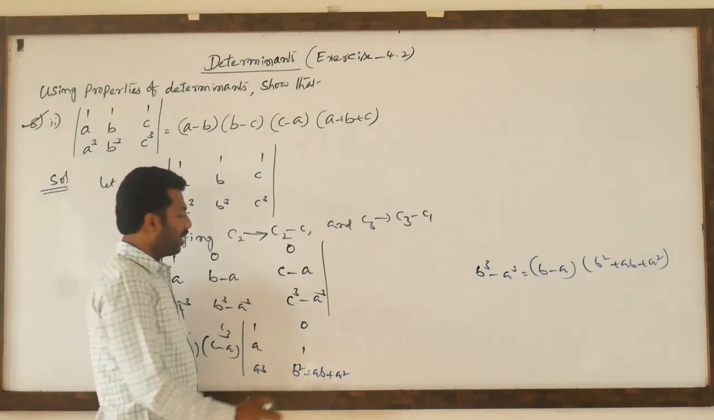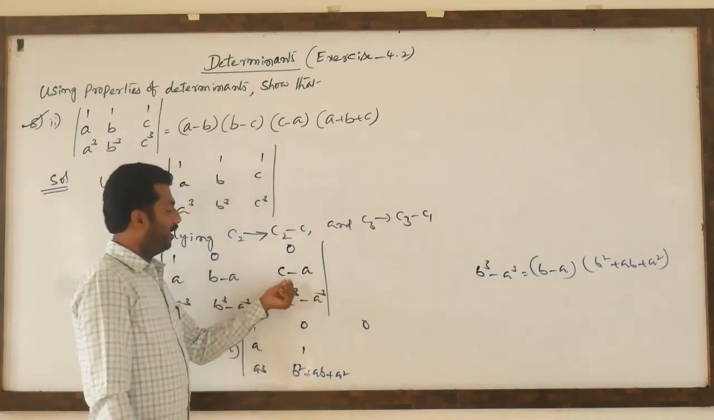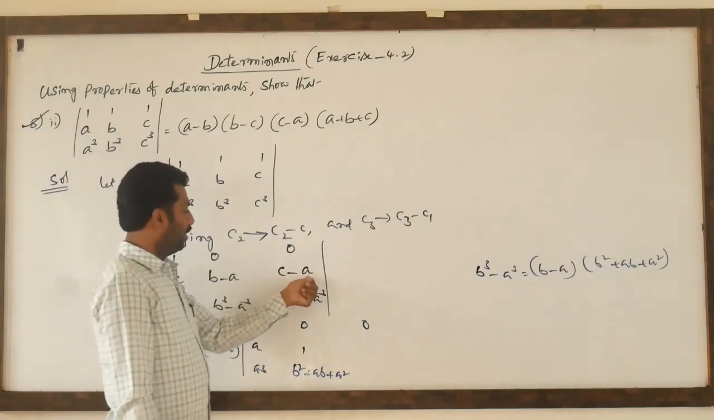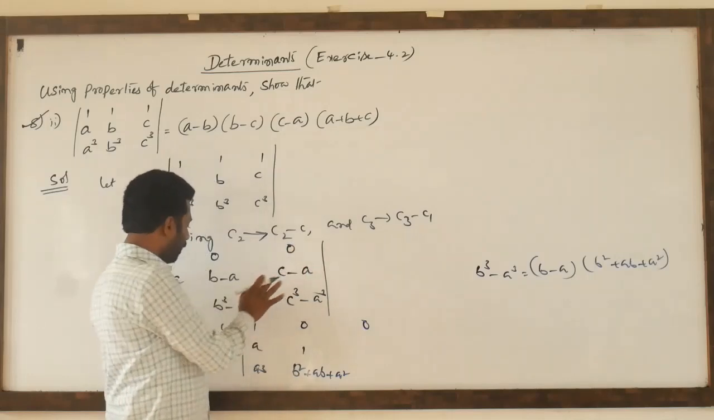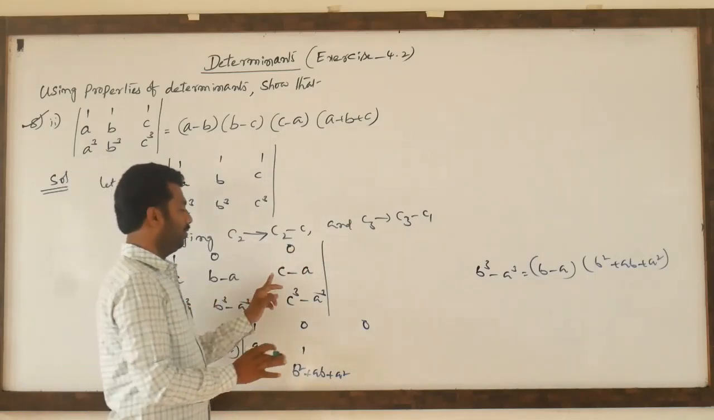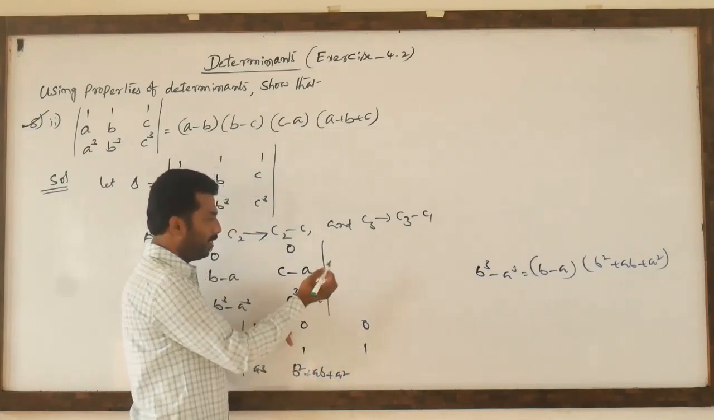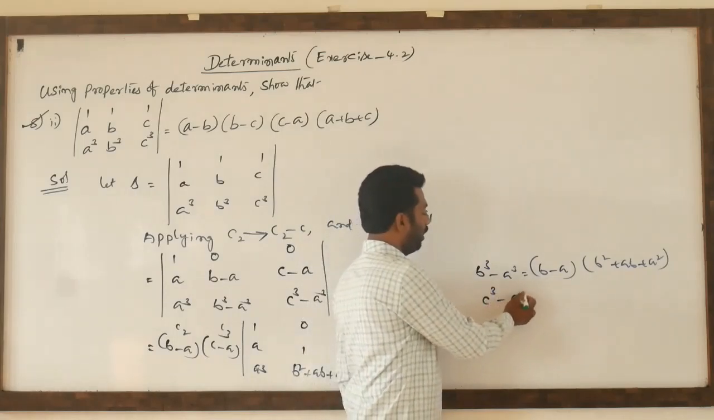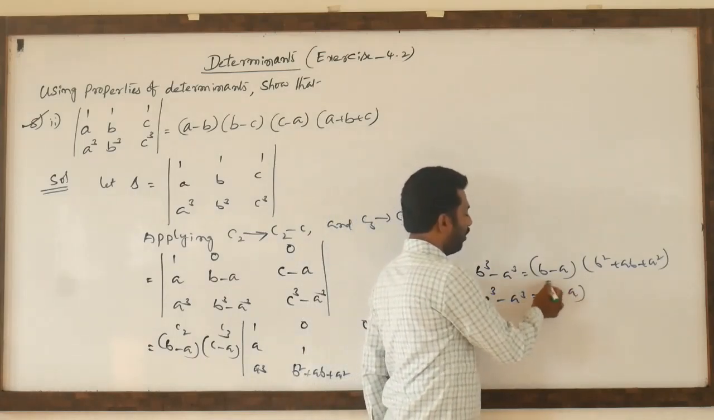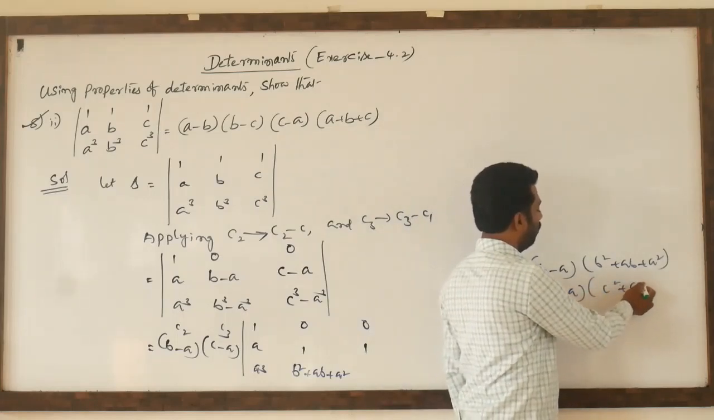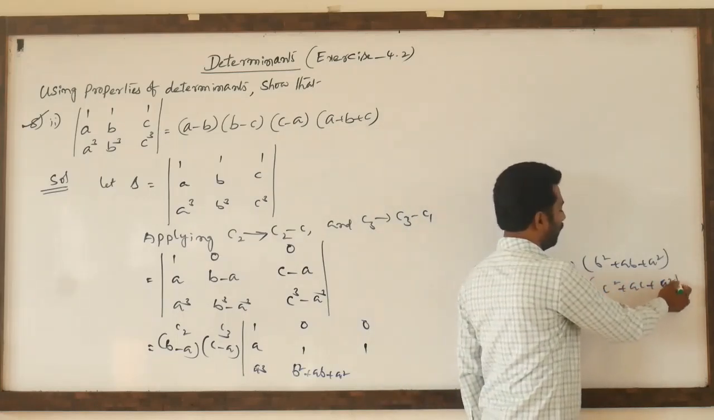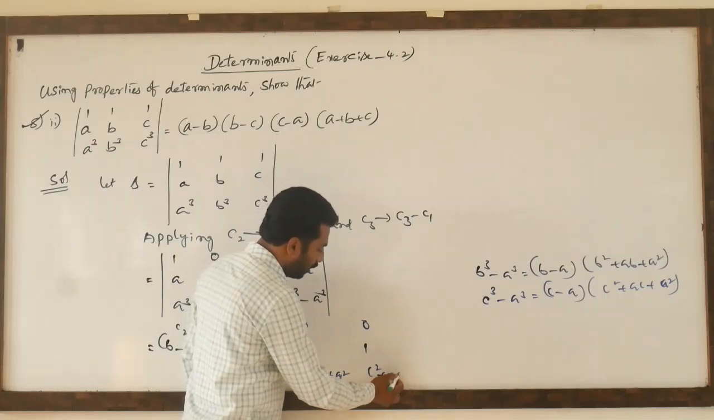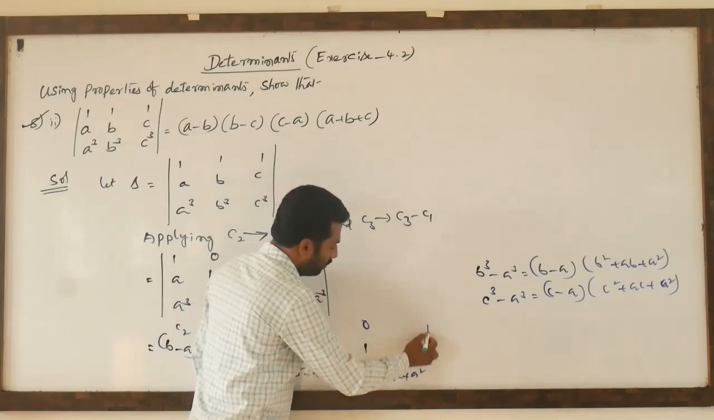Similarly, from the third column, c minus a we can take common. So this is 0 into c minus a also you can write, no problem. But 0 means, c minus a common, what is left here is 0. Then this is 1. This is the same as that. c cube minus a cube is nothing but (c minus a) into (c square plus ac plus a square). c minus a gone means the remaining is c square plus ac plus a square.